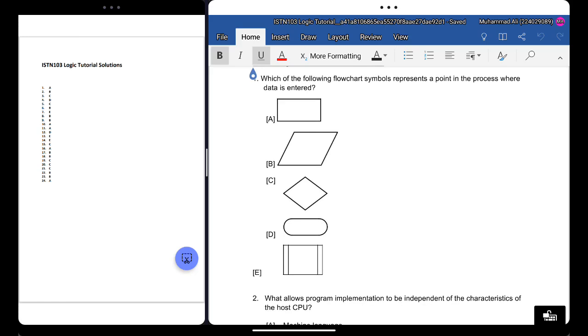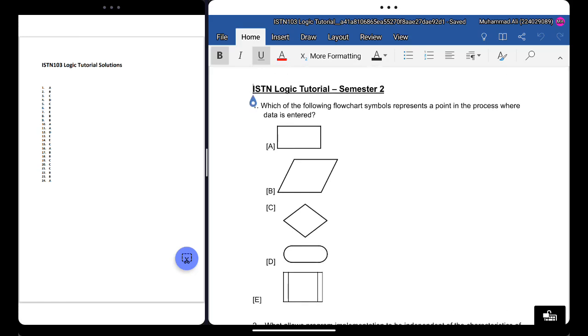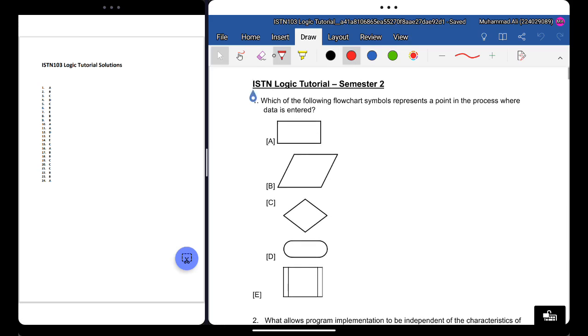So the first question will ask, which of the following symbols, and I'm going to tell you all the symbols, what they mean, because you should know. The first symbol here represents a process. A process or an action the system must take.